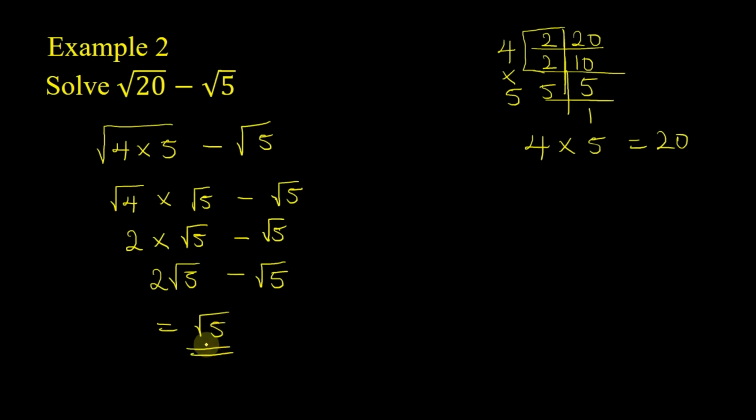This is my answer. It's just like in algebra, this is like 2x minus x. So 2x minus x will be equal to x. It's like this x is 1x. There's an invisible 1 here. So 2 minus 1 will be equal to 1x, which is the same thing as x. So there's an invisible 1 here. That makes it 2 root 5 minus 1 root 5 will be equal to root 5. So this is the answer to this question.